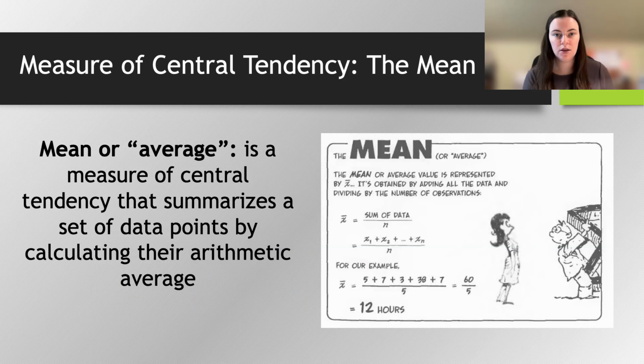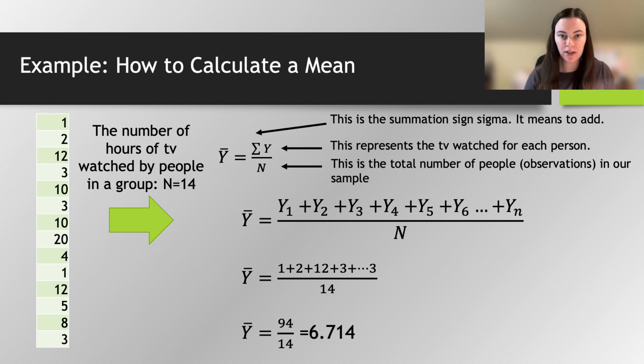and mode. So starting off with our first measure of central tendency is the mean, or what is also commonly referred to as an average, which is a measure of central tendency that summarizes a set of data points by calculating their arithmetic average. And in order to calculate the mean, all that we have to do is add together all of the values of the observations within a particular sample or population, and then divide that by the number of people that we have within our data set.